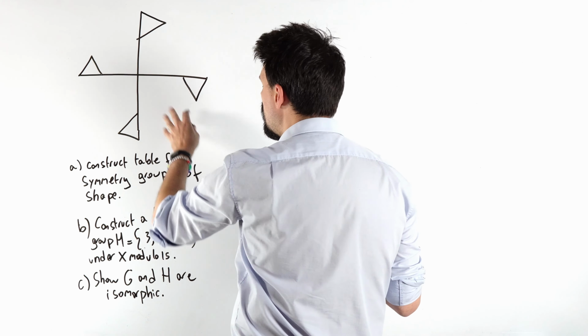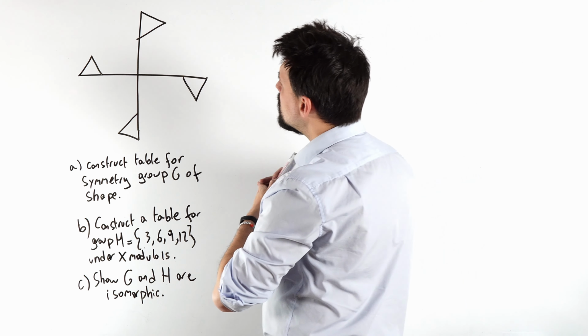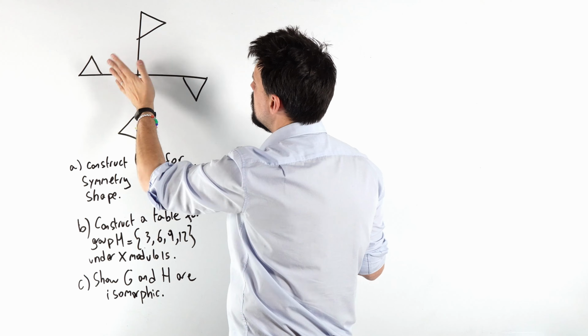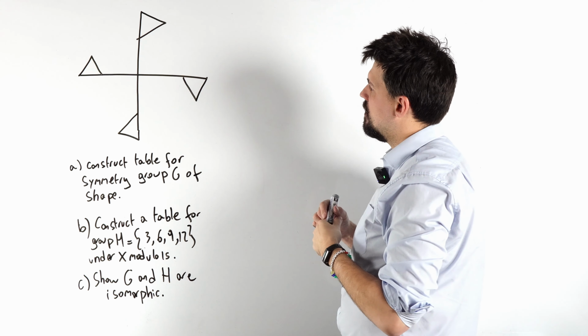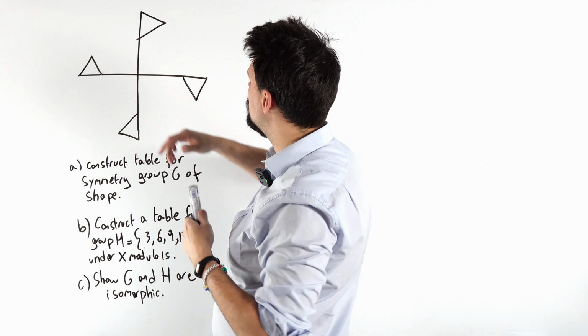So what are my symmetries? At first glance, you might think you can flip it and there's a bunch of reflections, but no, because of the way the flags are, there are no reflections as symmetries here. So really, the only symmetries you've got are rotations.